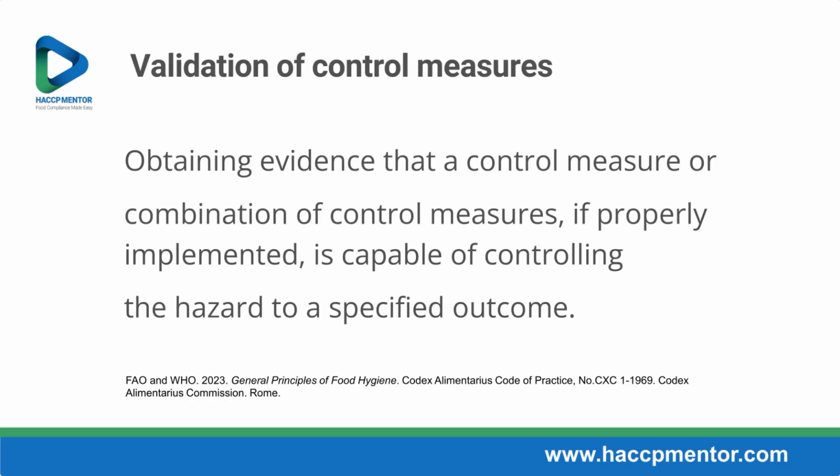So this definition actually changed from the previous definition. If we go back to 2003, it did get updated in the 2020 edition of the Codex General Principles for Food Hygiene. So previously it just talked about obtaining evidence that the elements of the HACCP plan are effective. So we can see now in this updated definition, going back to 2020, rolled into the new 2023 edition, that we're now starting to talk more about validation of control measures.